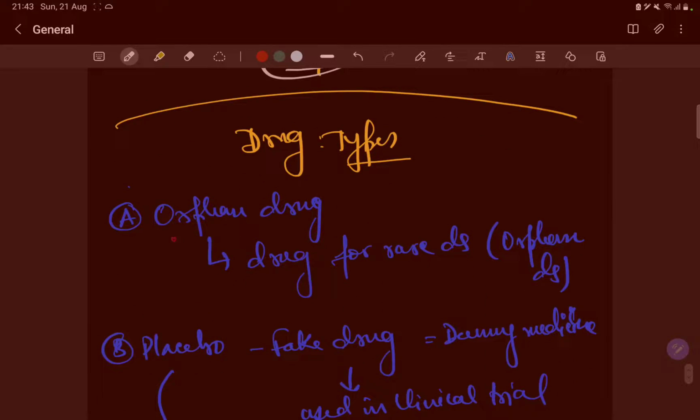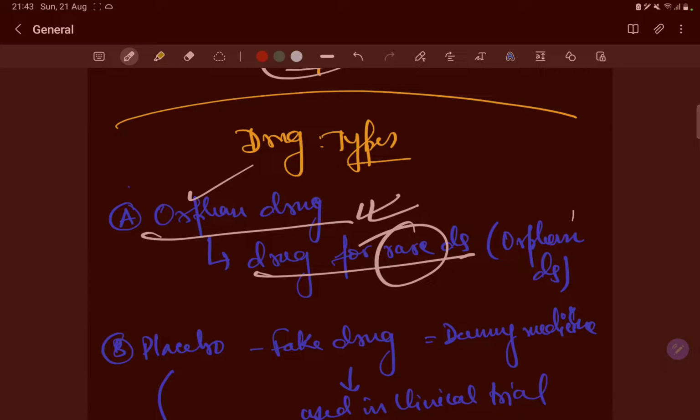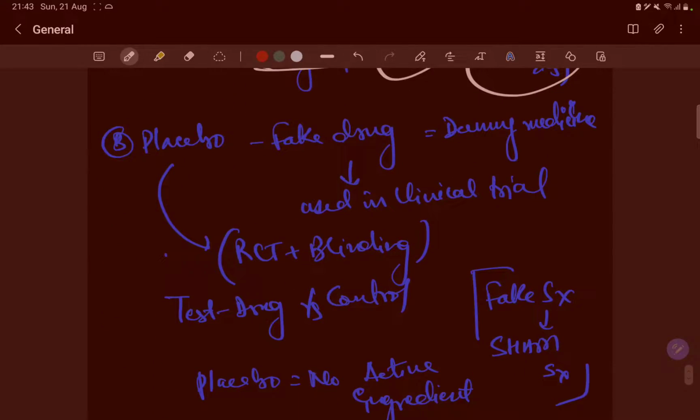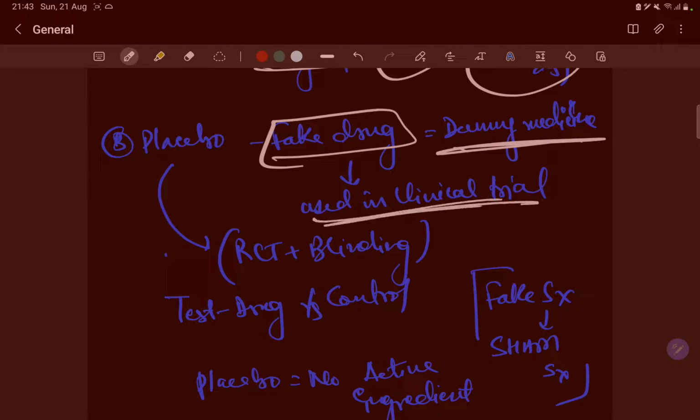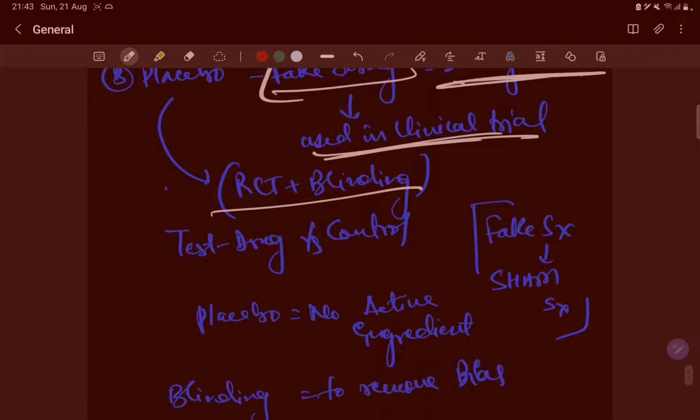Now the drug types. There is the orphan drug, that is a drug for rare disease. Orphan means rare, orphan diseases are rare diseases, so they need a specific kind of treatment, right? Placebo is the fake drug. It is the dummy medicine used in the clinical trial. In the RCT and blinding they use this kind of fake surgery, known as the sham surgery.